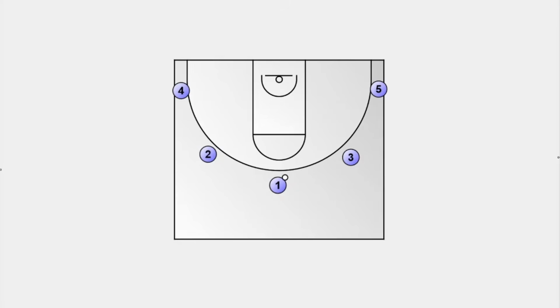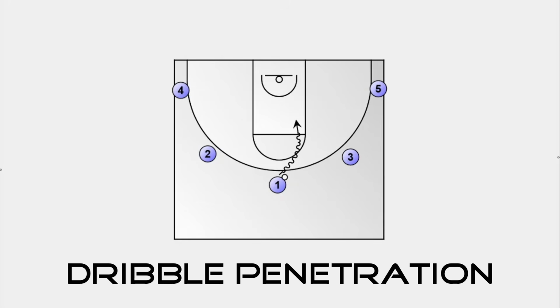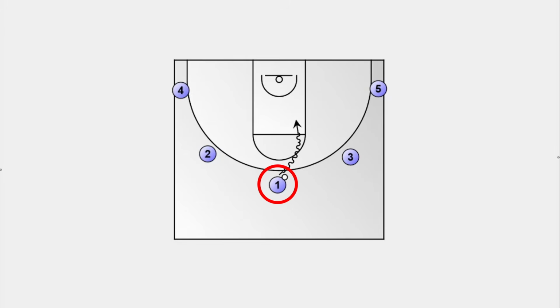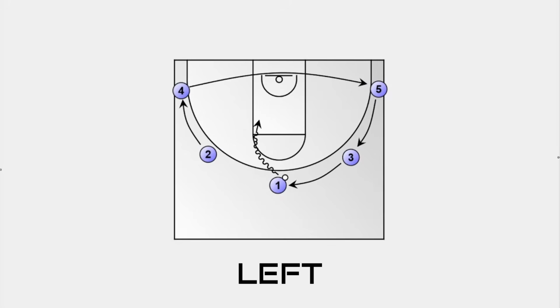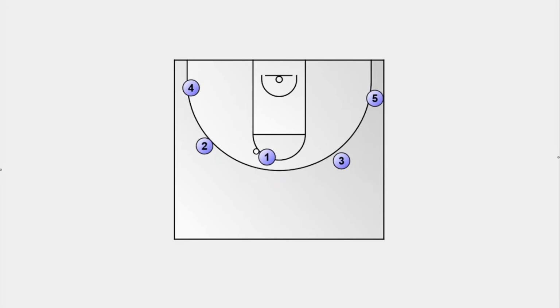In layer 4, we focus on the seamless reaction of the perimeter players when faced with dribble penetration. When the ball handler drives towards the basket, all players on the perimeter will circle in the direction of the penetration. On a drive to the right, all players circle to the right. On a drive to the left, all players circle to the left. This movement provides the ball handler with multiple options to keep the defense guessing.